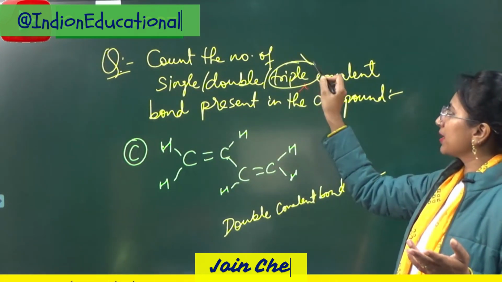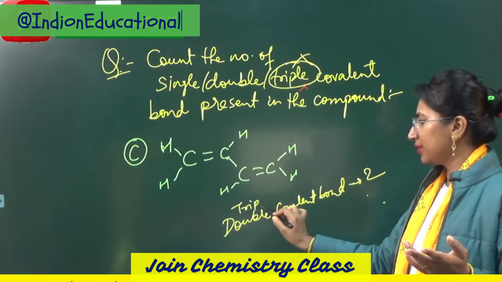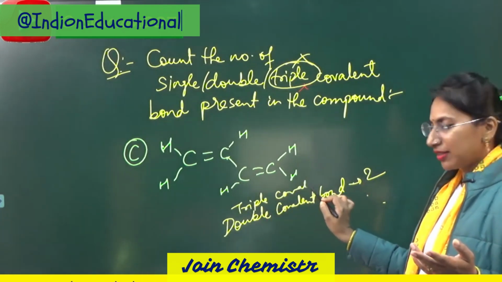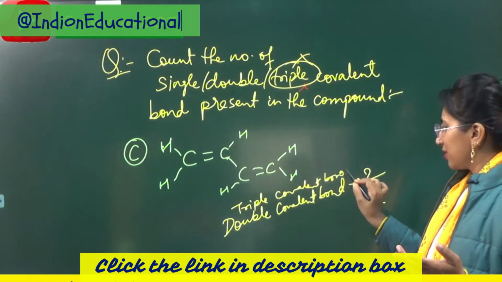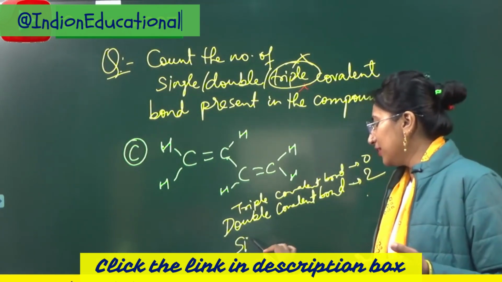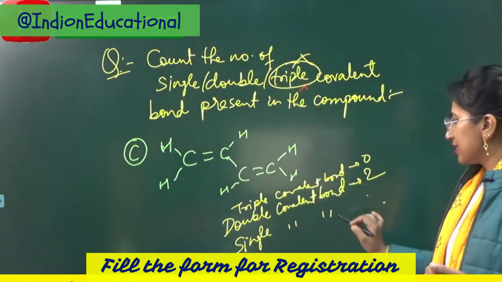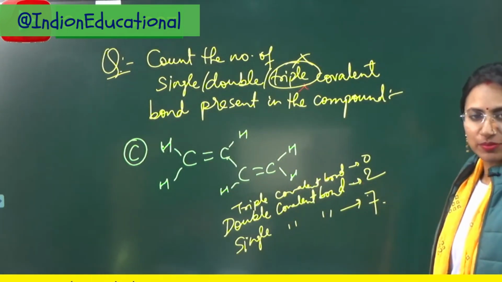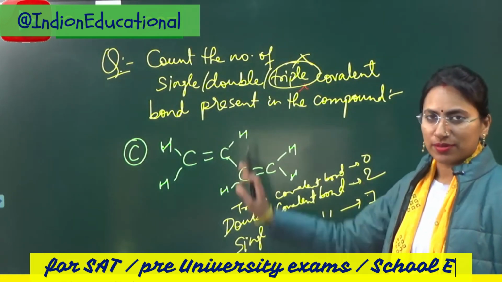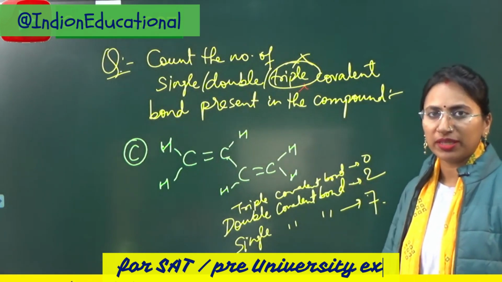And triple bond is not present. Okay, triple covalent bond is 0. Single covalent bond: 1, 2, 3, 4, 5, 6 and 7. Right? Like this you have to solve this question. Okay, can you do it for me?